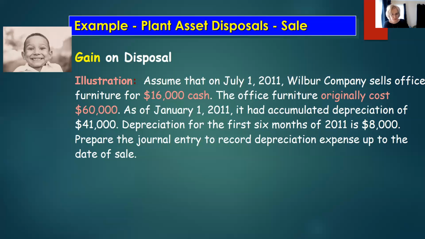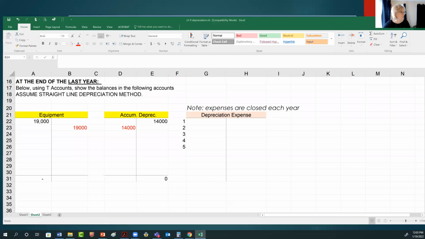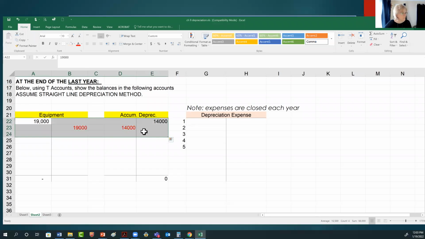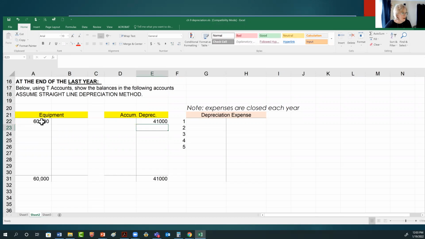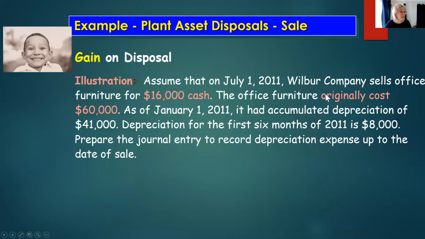Okay, so let's take a quick peek at some T accounts. So we're going to get rid of these guys. We're going to say the equipment account had 60,000 and accumulated depreciation had 41,000. Okay, but that was at the beginning of the year. Okay, and we're making this sale on July 1st.